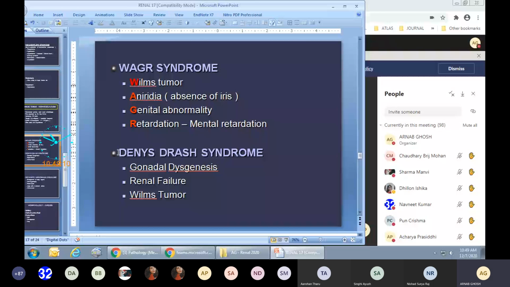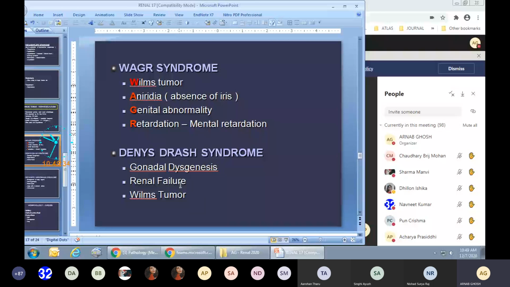Denys-Drash. Okay, name you have to remember, and not only the name, spelling you have to remember. Okay, Denys-Drash. And here there will be gonadal dysgenesis, renal failure, and Wilms tumor. So this is relatively easy to remember. Gonadal dysgenesis. Exactly this word you have to remember. Okay, gonadal dysgenesis, renal failure, and Wilms tumor.